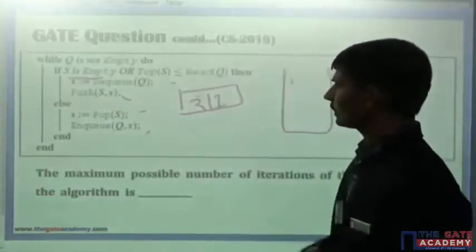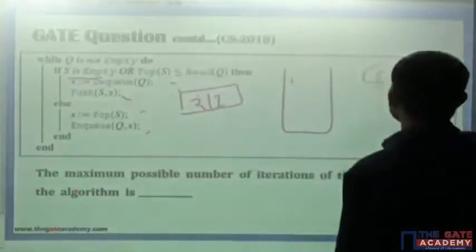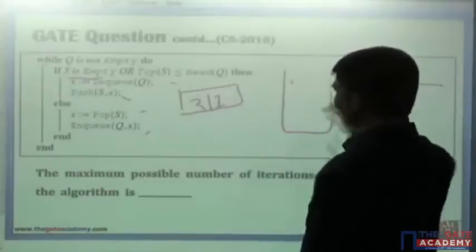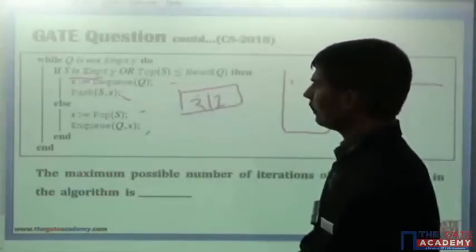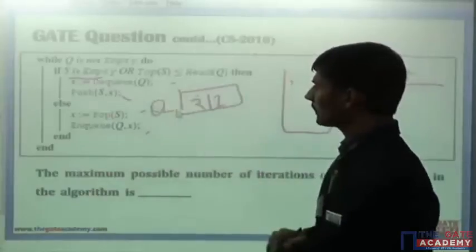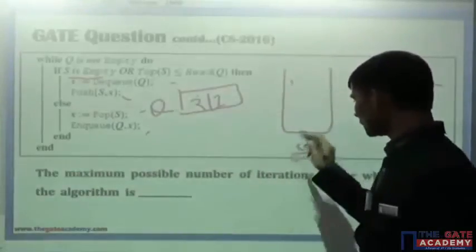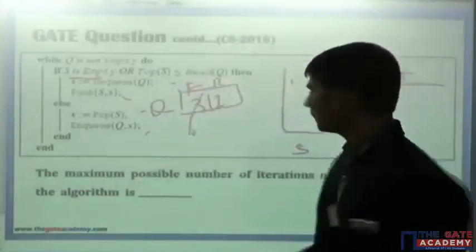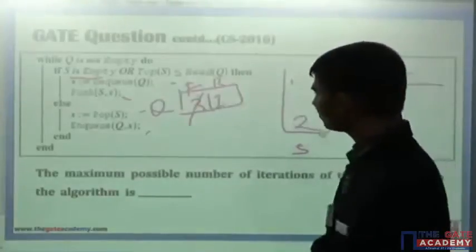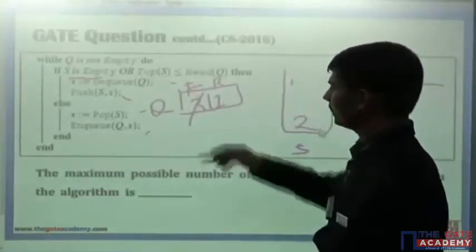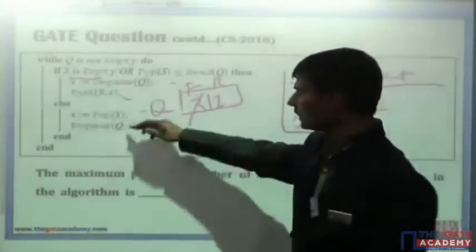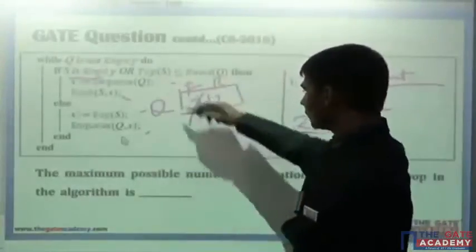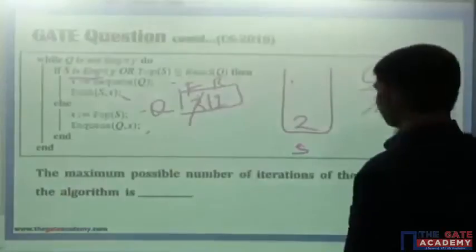Now let's start the algorithm. Here I am writing the count, how many times our while loop is executing. Initially the count becomes 1, the control comes into the loop. While Q is not empty, the condition is true. If S is empty, yes, initially the stack is empty. So you will delete the element from the front and push it to the stack. Once these two steps are over, again the control goes back and while Q is not empty is checked again. The Q is not empty, the condition is true, so count becomes 2.